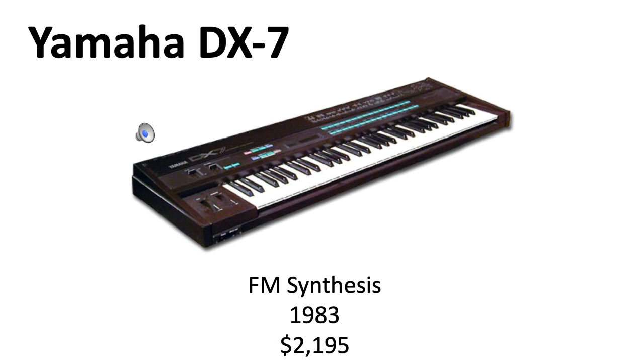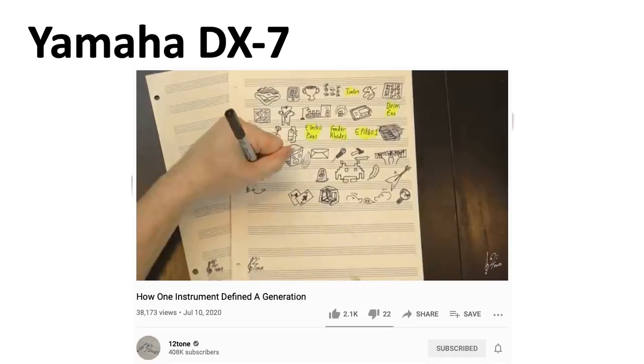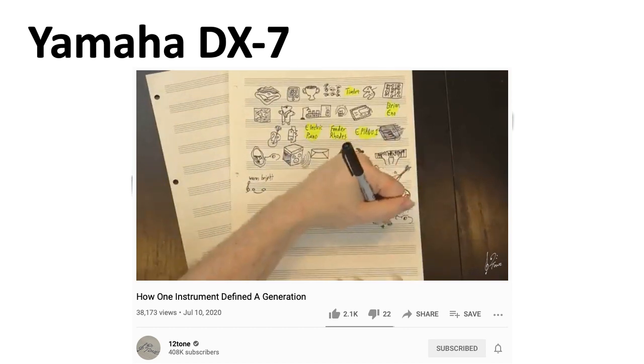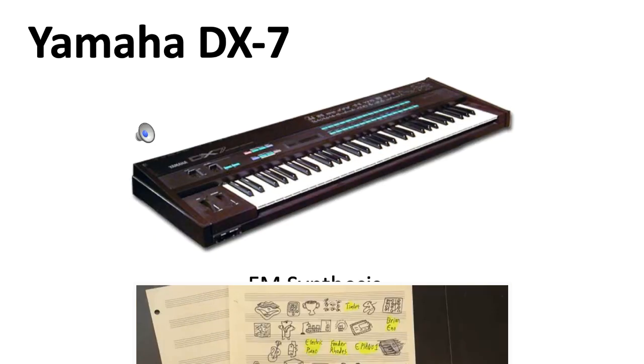FM was capable of some sounds that analog synths generally weren't able to pull off. For better or worse, that Whitney Houston ballad electric piano sound that you heard on pretty much every other track in the 1980s, that's from a DX7.